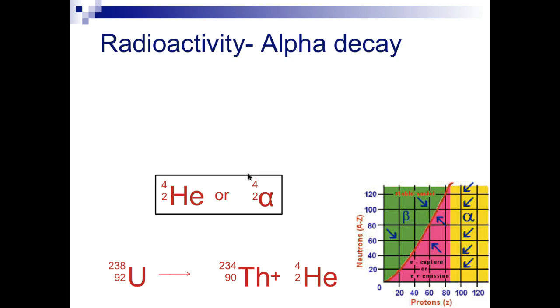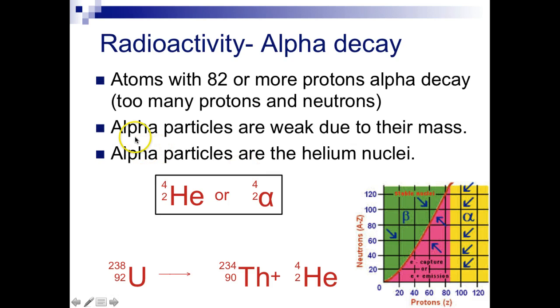So let's look at alpha decay. Alpha decay happens when atoms with 82 or more protons will alpha decay. They have too many protons and neutrons. Alpha particles are weak due to their mass, and alpha particles are helium nuclei. So you'll see me refer to this in one of two ways.